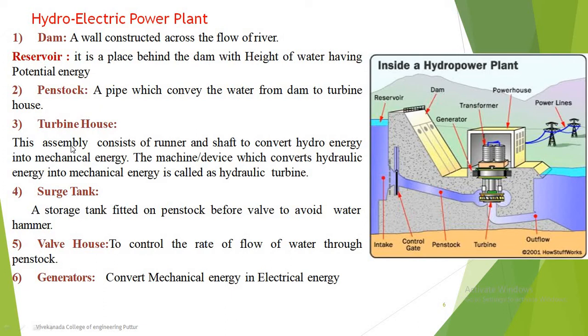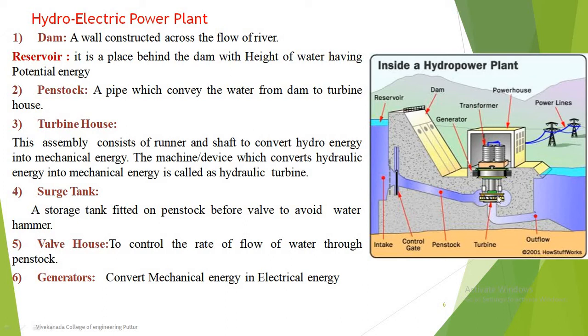So these are the different parts of a hydroelectric power plant. Turbine house. Here turbine house means the turbine, consisting of a series of vanes. The water from the upstream side will flow and be carried through the penstock. Penstock is nothing but a larger diameter pipe leading to the turbine.